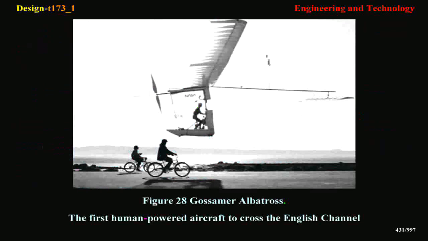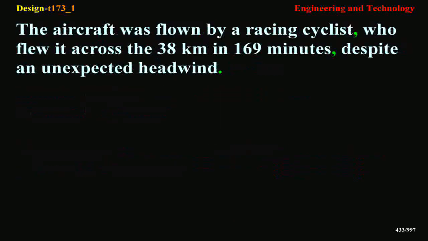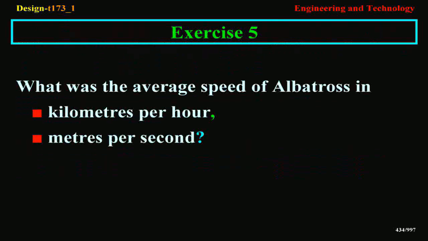Figure 28: Gossamer Albatross, the first human-powered aircraft to cross the English Channel. A further prize was offered by the Man-Powered Flight Subcommittee of the Royal Aeronautical Society for the first human-powered flight across the English Channel to France. MacCready returned in 1979 and won the prize with Gossamer Albatross, Figure 28. The aircraft was flown by a racing cyclist, who flew it across the 38 kilometers in 169 minutes, despite an unexpected headwind. Exercise 5. What was the average speed of Albatross in kilometers per hour?